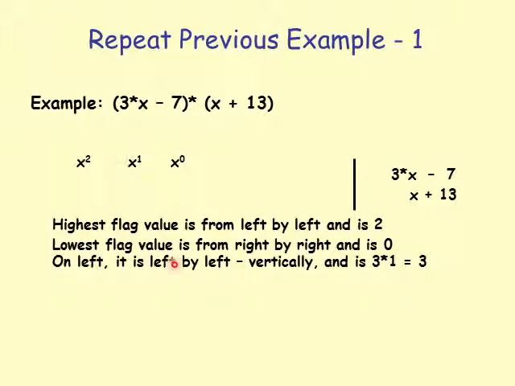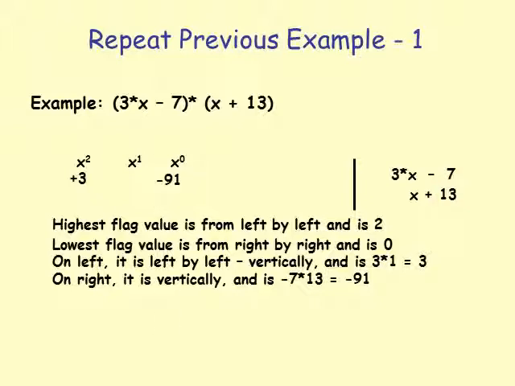So on left I will do left by left. 3 times 1 is 3, which is vertically. Then I go to right to show symmetry here. On the right it's a minus 7 times 13, which is a minus 91. It's vertically again.